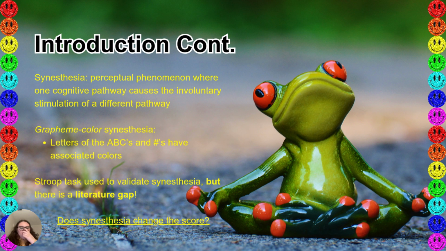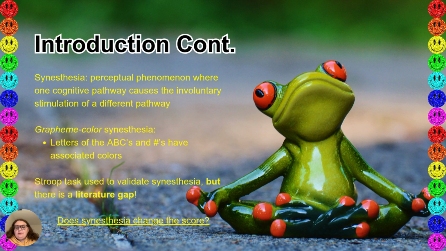So it has been used to validate synesthesia, but there's a literature gap. The gap is basically that they use the Stroop task and the Stroop effect to show the validity of synesthesia, but they're basically saying, okay, yeah, it's real. They're not saying what this looks like, or how this impacts their scoring. And that's where the gap is.